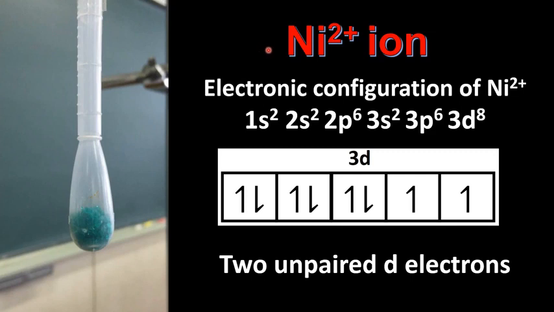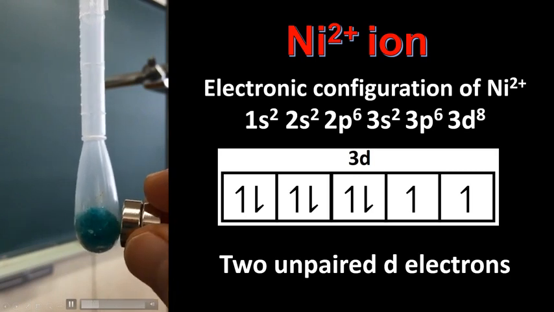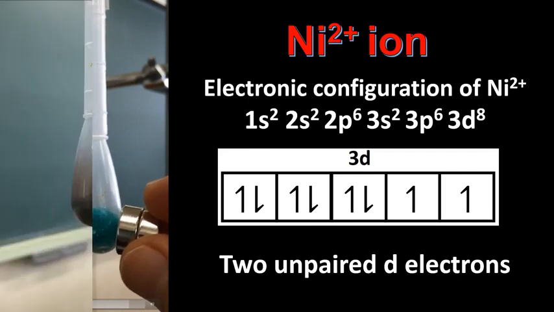Moving on to the nickel 2+ ion. Here we have the electronic configuration of the Ni2+ ion, and as you can see from the orbital diagram, there are two unpaired d electrons. So once again, we'll have a look at the effect of an external magnetic field on the sample of nickel nitrate. And as you can see, there's quite a strong attraction between the magnet and the sample of nickel nitrate.